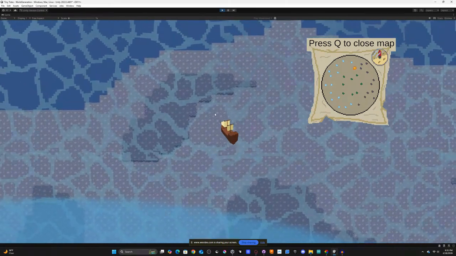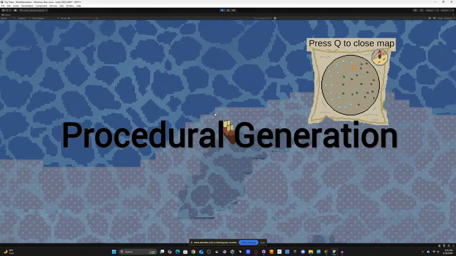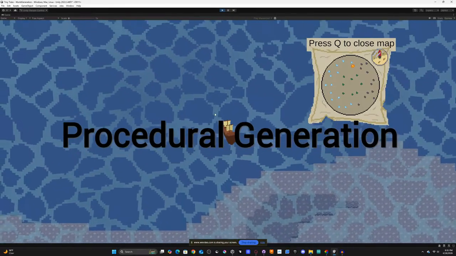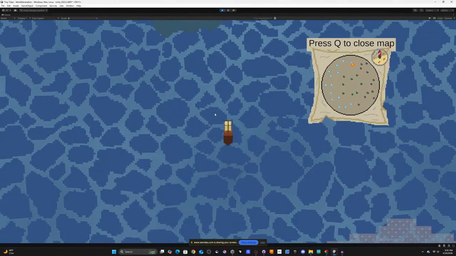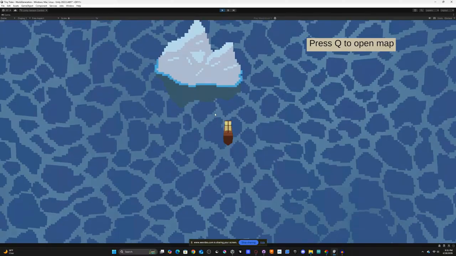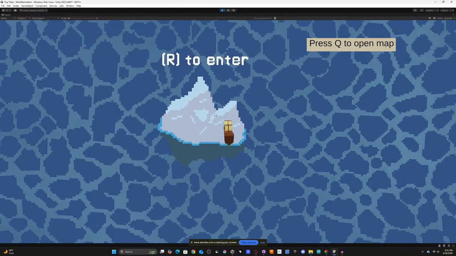For our game, we wanted to use procedural generation for our environment. Procedural generation is a method of creation commonly used for repetitive actions. Procedural generation uses code instead of making everything by hand.